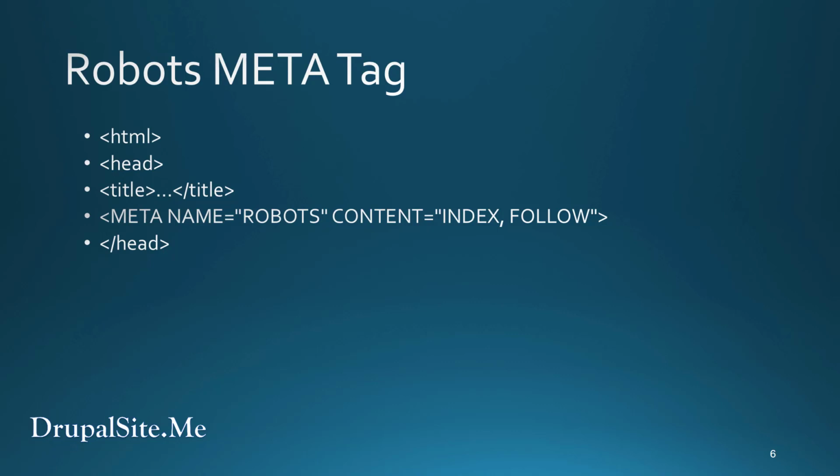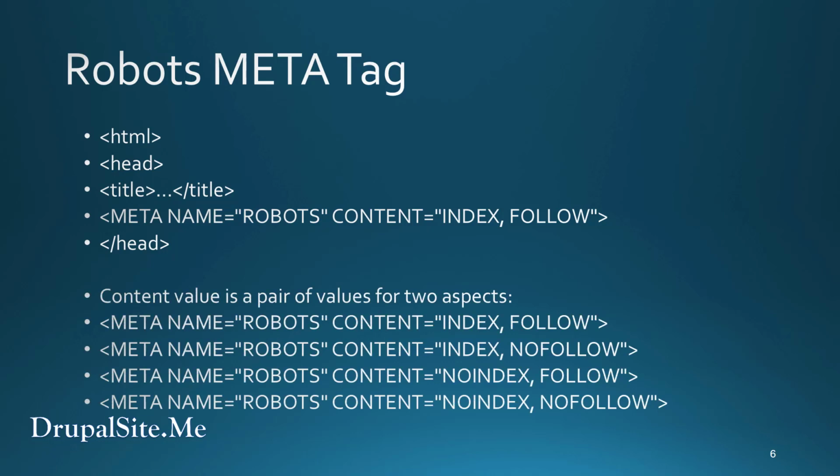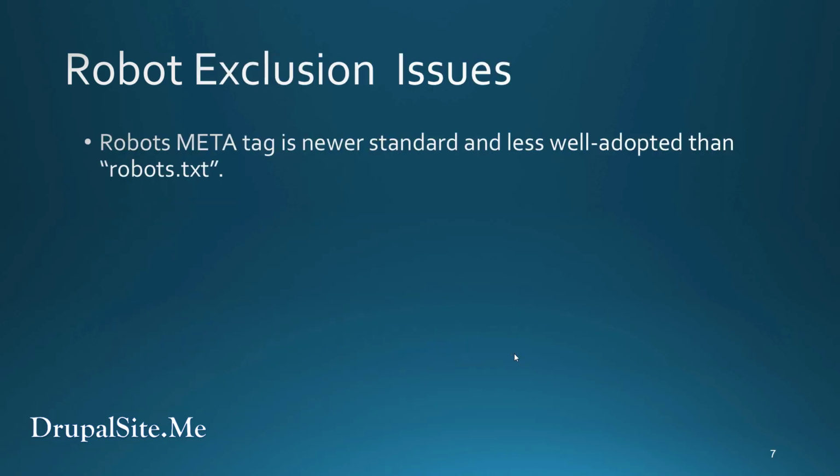But you can have up to 4 different types of setup. The top one is the default, index and follow. The next is index and nofollow. Nofollow means do not follow the links in the page. That's what it means. The robots meta tag is a newer standard, and it is less well adopted than Robots.txt. Robots.txt is the most widely adopted standard.